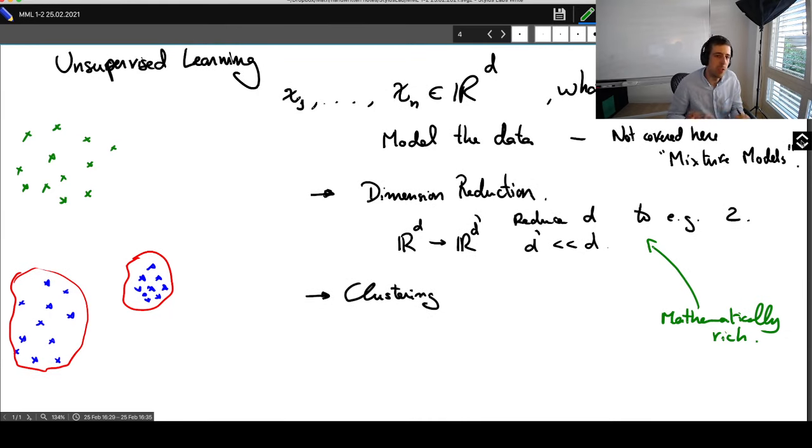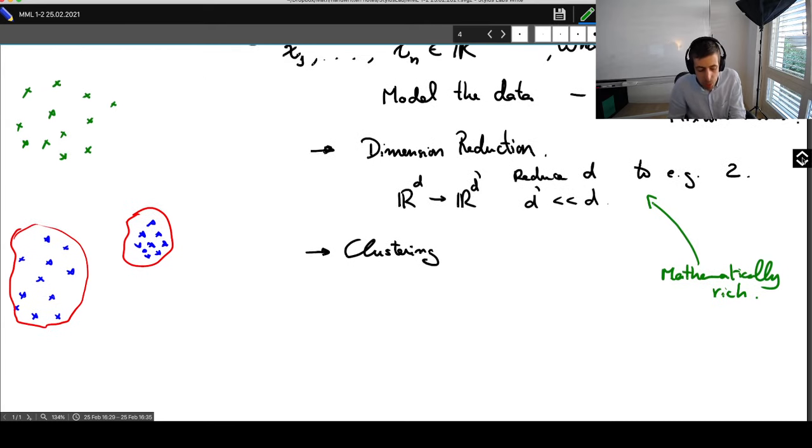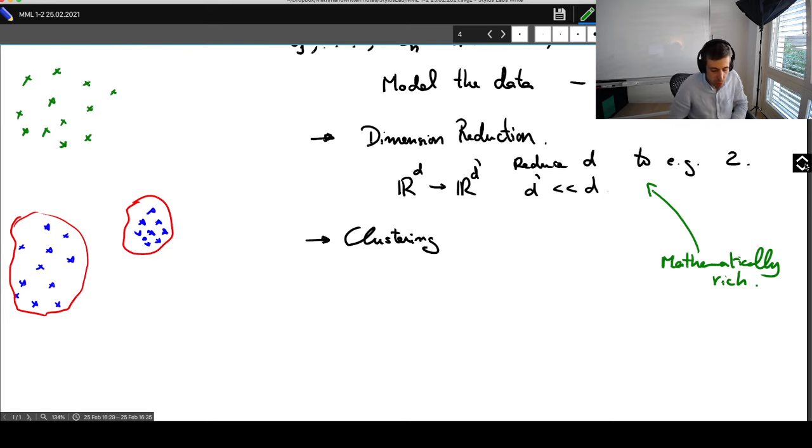Okay, and if you've heard words like truncated SVD, PCA, and even things like Isomap and t-SNE, they're very much in this category. We'll focus very much on the linear aspects of it, in particular with truncated singular value decomposition and so on.